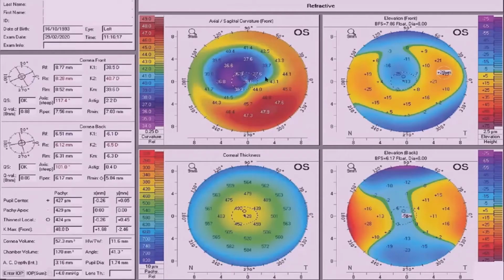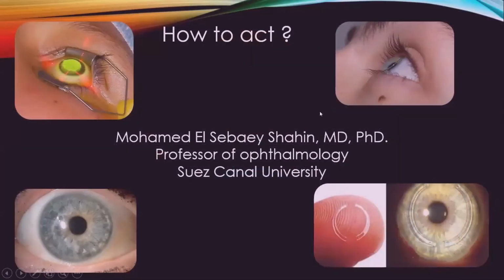And this is another example of decentered ablation. The same example: I can identify the margin related to the pupil, no posterior elevation. So we finished our part.